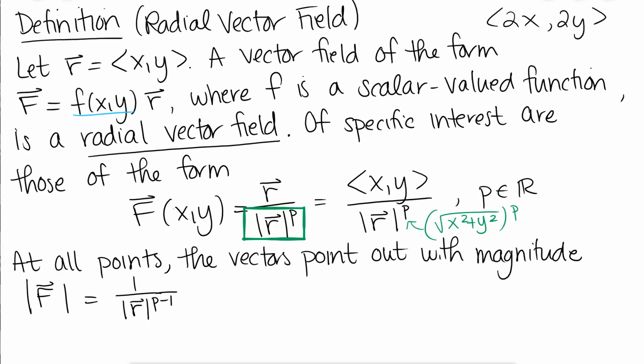At all points, if you notice, the vectors point out with the magnitude of 1 over the magnitude of r to the p minus 1. Well, why would that be true? Because if I'm taking the magnitude of f, that's the magnitude of r all over the magnitude of r to the p. So I would take the magnitude of the magnitude of r to the p.